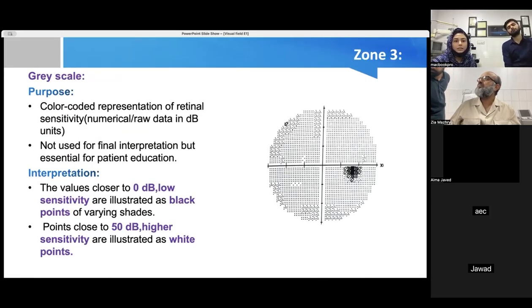Zone 3 is the grayscale. This graph is a color-coded representation of the retinal sensitivity in decibel units given in the numerical raw data. It is not used for final interpretation, but is essential for patient education to guide about their retinal health. The values near 0 decibels, meaning lower sensitivity, are depicted as black points in varying shades, while points closer to 50 decibels, meaning higher sensitivity, are illustrated as white points.